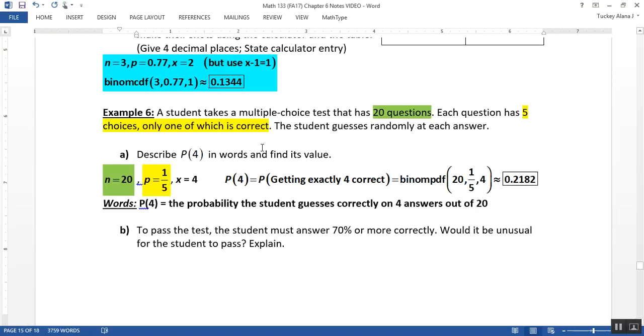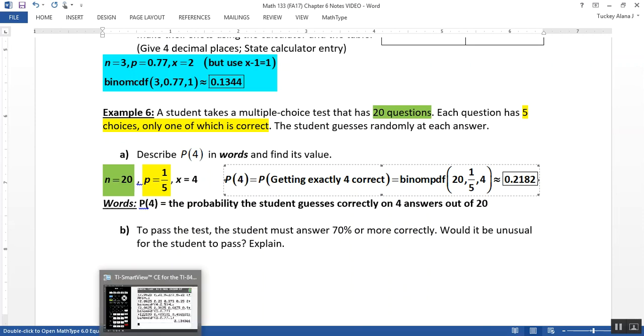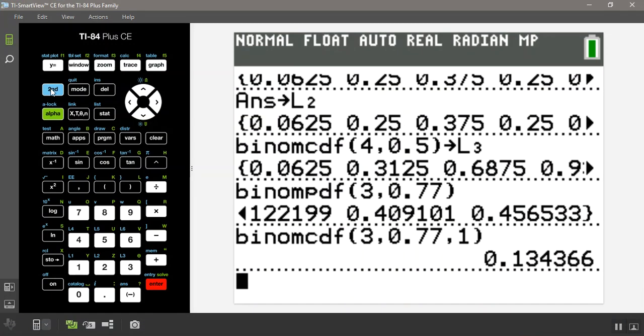Okay, so I typed this up. Just keep in mind the words portion is a big deal. You want to be able to write it out in words what they're talking about. And don't forget about the 20. A lot of students forget about the 20, but that's not appropriate because you can't just say they get 4 correct. 4 correct out of 2, 4 correct out of 4, 4 correct out of 20. By the way, 4 correct out of 2 would be incorrect. That's impossible. So I found this with my calculator using Binomial PDF.